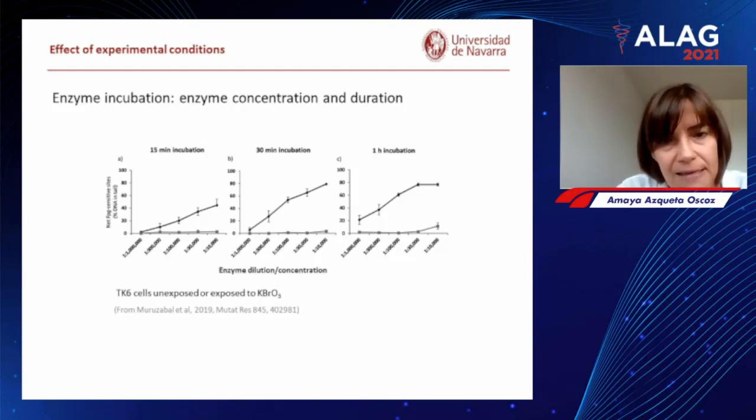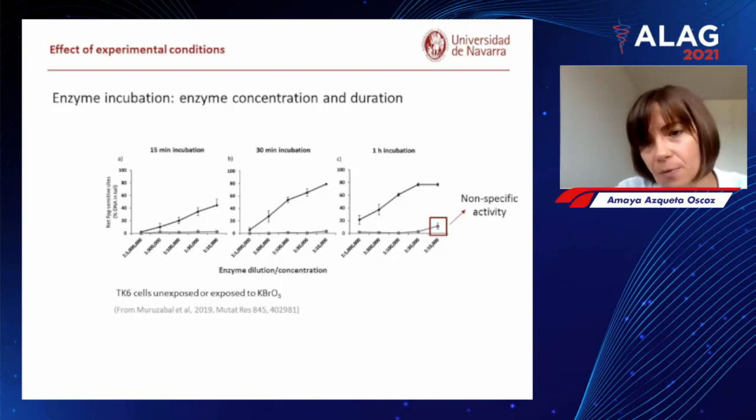As you can see, while the results in non-treated cells, which is the gray line, are not very different, the results in the treated ones, the black line, are very, very different. This type of experiment, which is a titration, is performed to select the optimal enzyme concentration and duration of the incubation, in order to detect all the lesions that are present in a cell without having non-specific activity.